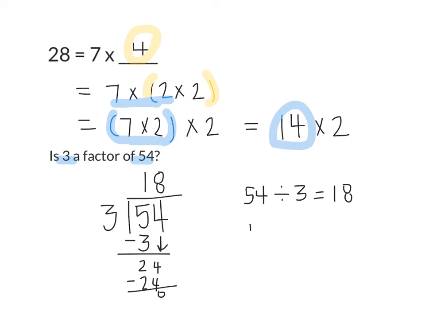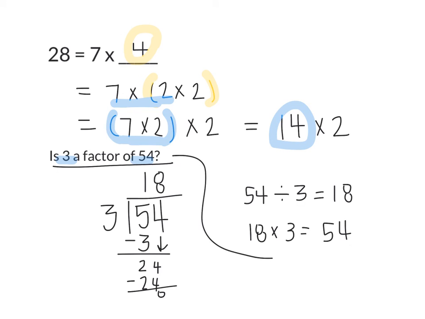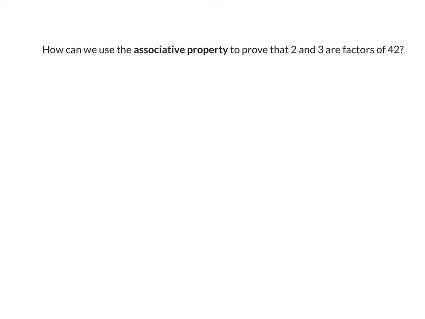How can I write that fact family using multiplication? You could do 18 times 3. Equals? 54. Okay. So let me ask you a question then. Is 3 a factor of 54? Yes. So we can use division or we can use the associative property to answer if a number is a factor of another number. Okay? Good. In order to use the associative property, we can first use what we know about math facts.